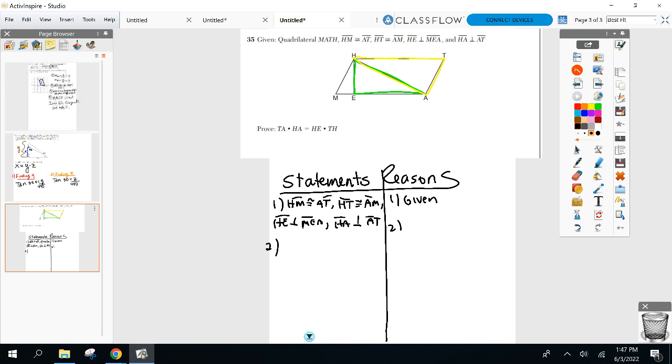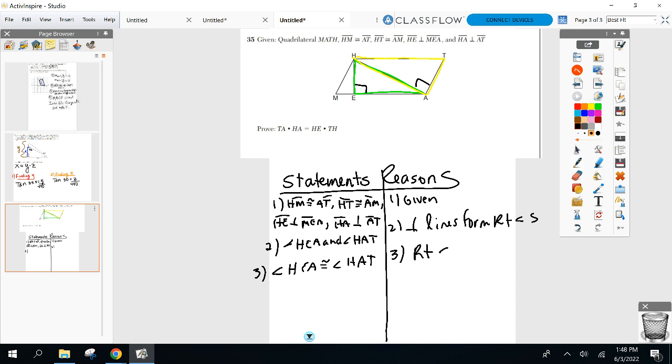Angle HEA, HAT. Yep, those are right angles. I just remember I got to say the right angles first before you tell me they're congruent. So angle HEA and angle HAT. Well, that spells hat. Way to go. Great job. Perpendicular lines form right angles. And then you can tell me in the next step they're congruent. Wow, it's been a while since we've written these. Right angles are congruent.